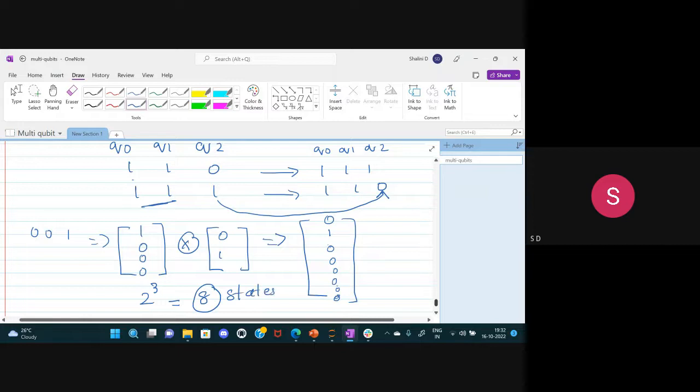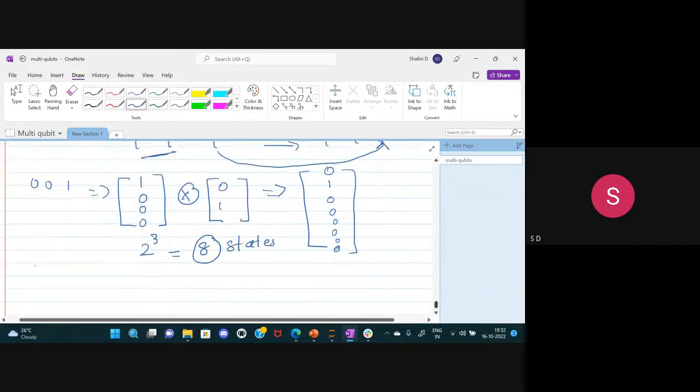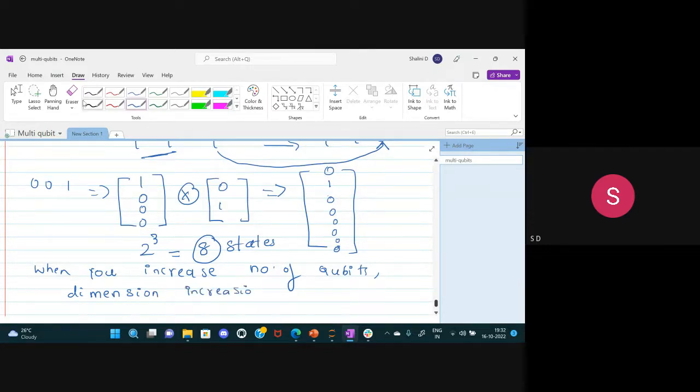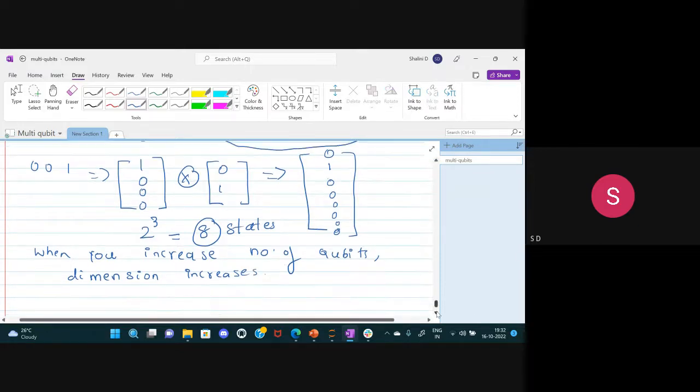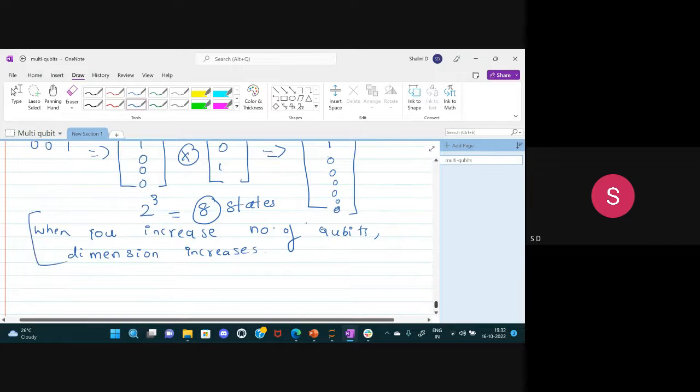When you increase the number of qubits, the dimension increases. Okay. So remember this, it is very important. This part is very important. Because 2 to the power 3, so why is it 8 states?